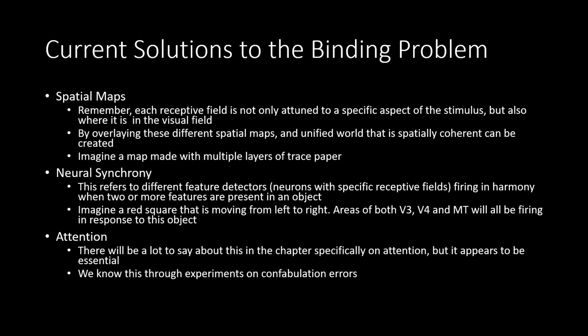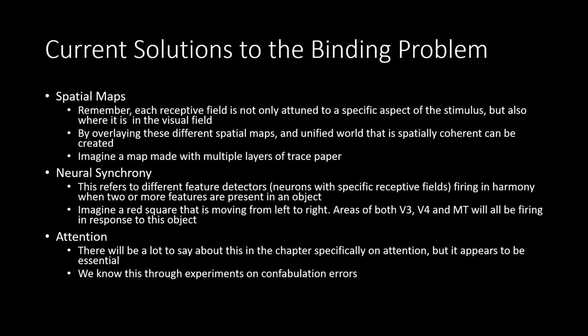Another component in allowing the brain to know what parts or what features go together with what specific stimuli is through something called neural synchrony. This refers to different feature detectors, which are just neurons with specific receptive fields, firing in harmony or synchrony when two or more features are present in an object.